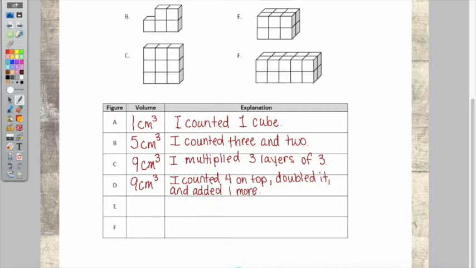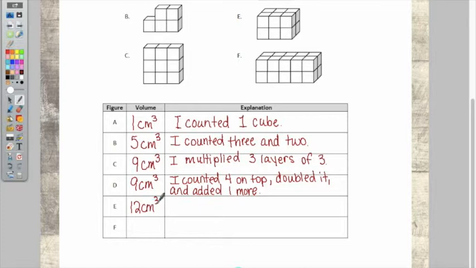Okay, so what do you get for E? I counted, oh. 12 cubic centimeters. And so for me, I'm just giving you what I did because there's several ways to do this. And I'll tell you what my teacher's book says too. But I looked at the front of 6 and I doubled it. Okay? So if that's what you did, write that.